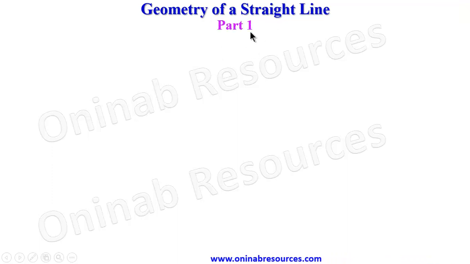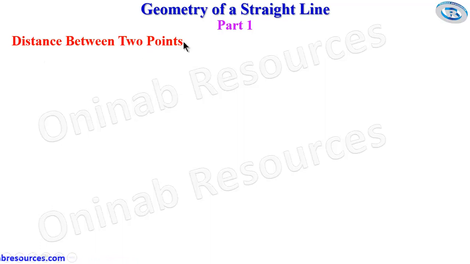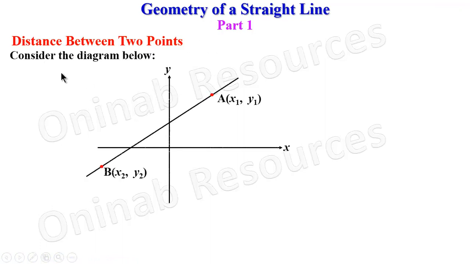This is part one of this tutorial. We are going to be looking at distance between 2 points. So we consider the diagram below. This is the Cartesian plane with x-axis, y-axis, and this is a straight line. This straight line will have a point A, (x1, y1), and B, (x2, y2), where the intersection of the x-axis and y-axis is called the origin.